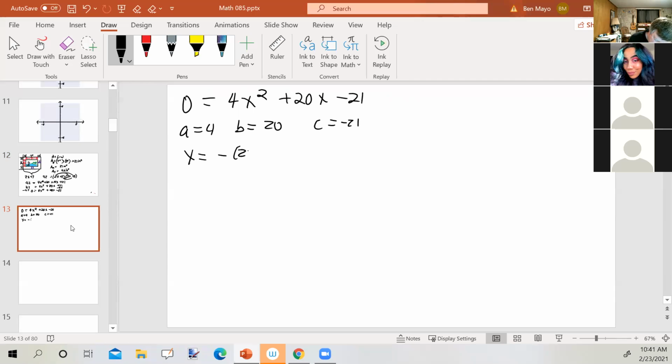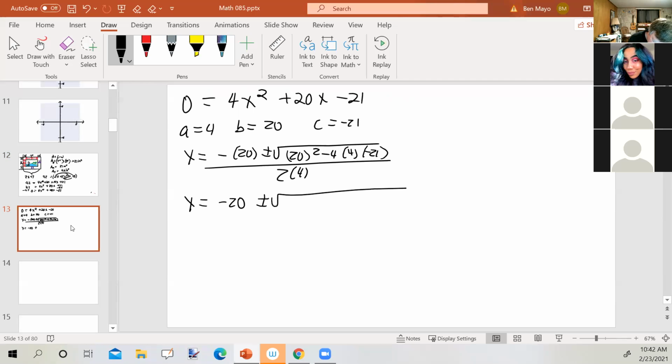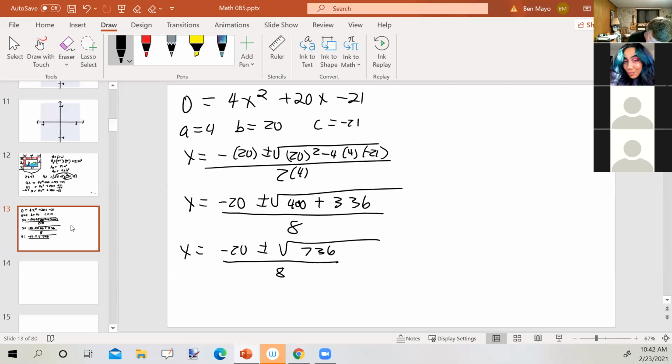x equals negative 20 plus or minus the square root of 20 squared minus 4 times negative 21, all over 2 times 4. x equals negative 20 plus or minus the square root of 400 plus, let's see, we've got negative times positive times negative. That's where I got the plus. And 4 times 4 is 16, and that times 21 is 336. And that's all over 8. So x equals negative 20 plus or minus the square root of 736 all over 8.